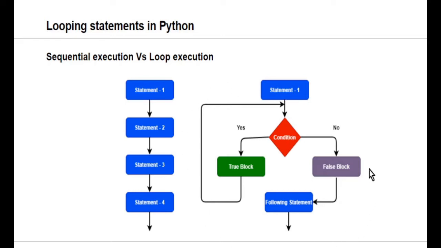So this is a generic flowchart for a loop statement. You have some statements and then control comes to the condition, which is evaluated, and if the condition is found to be true, a true block will be executed, and then the condition is evaluated again. So this true block will be executed as long as the condition is true. Once the condition becomes false, this false block, if it exists, may be executed, and then control comes to the next statement following the loop.